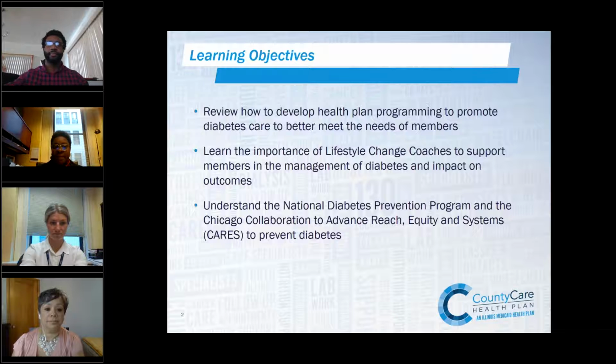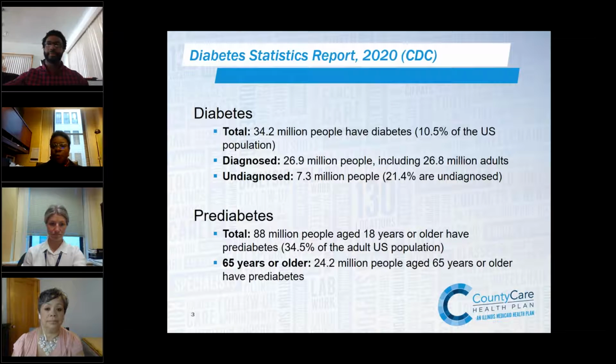to prevent diabetes. Some of these numbers we may know, but let's level set a bit this morning before we start. There are 34.2 million people living with diabetes. That is 10.5% of the US population. Surprisingly, of those, 7.3 million people, or 21%, are undiagnosed.